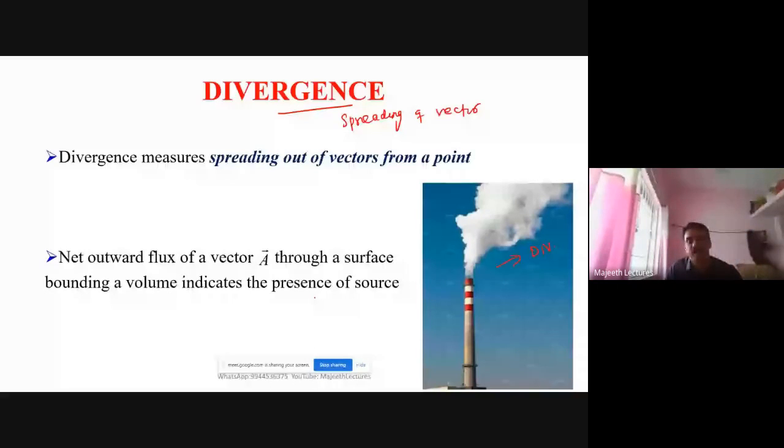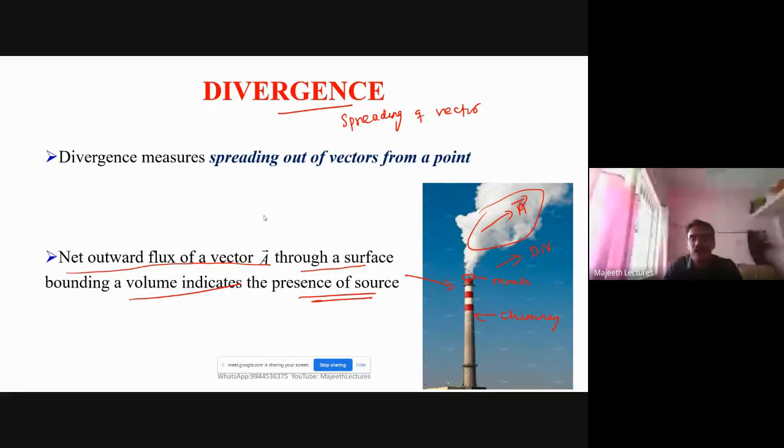This statement you should have studied in EMF. That's what this is. You see, net outward flux of a vector A. Let us assume flux is a flow. This smoke is a vector A. Net outward flux of a vector A through a surface. It is blowing out of the surface, that is the mouth of this chimney. Through a surface bounding a volume. What is the volume? This chimney is a volume, right? This volume is bounded by the surface, called an open surface. Through that the smoke is going. That smoke flow is known as flux. Flux is nothing but a flow of something, right?